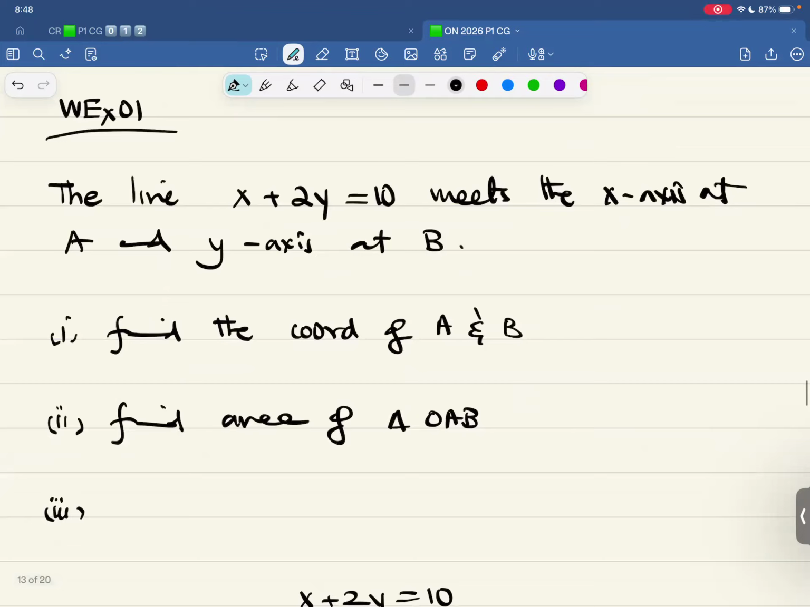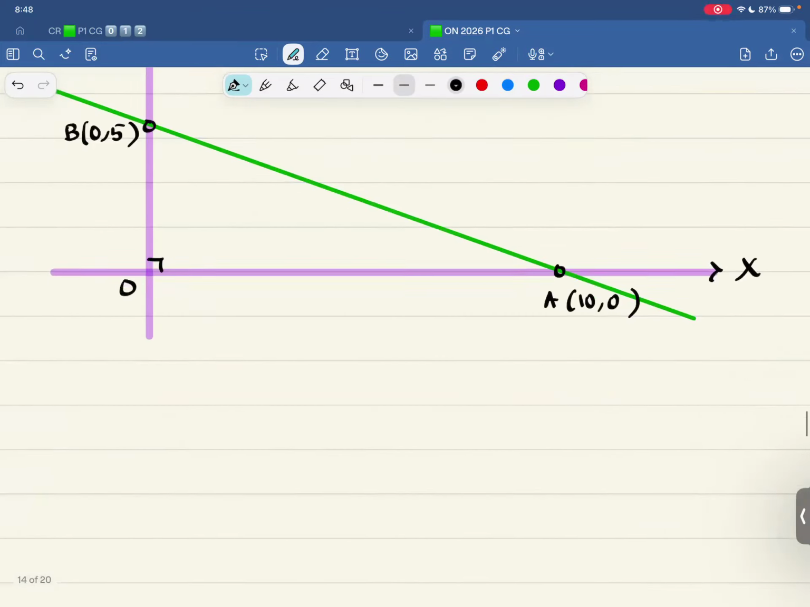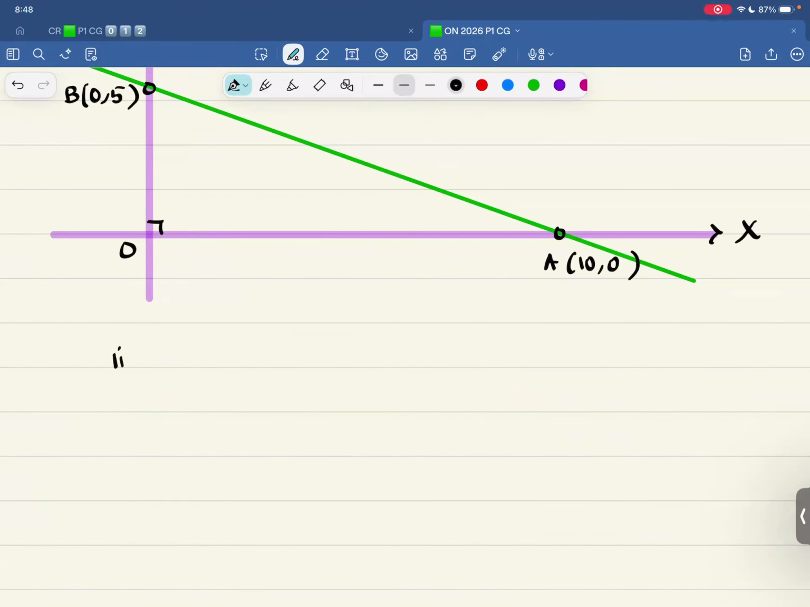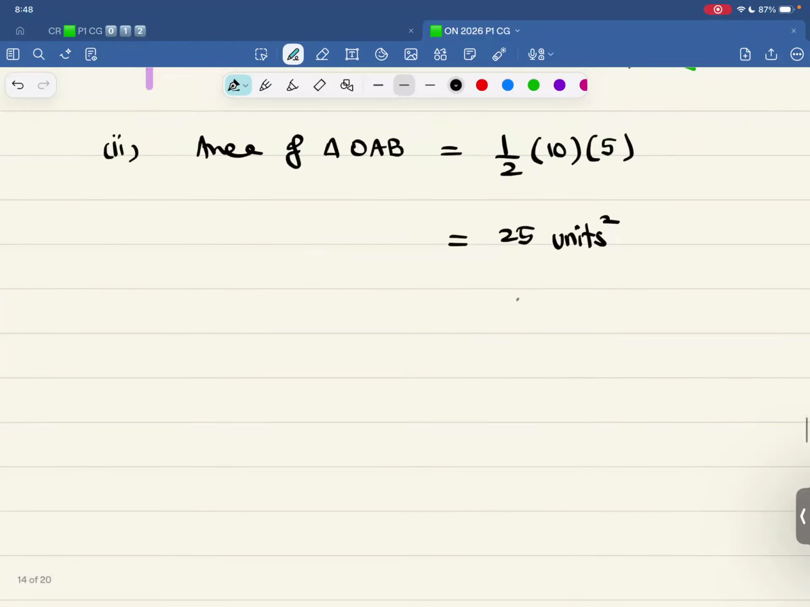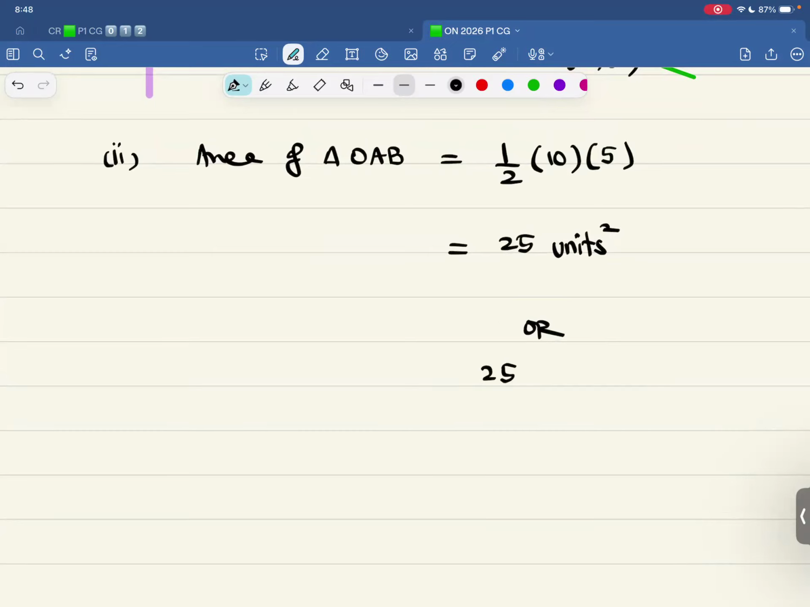Now the second part, find the area of triangle OAB. That's half base times height, which is half times 10 times 5, which is 25 square units. You can write it like this, 25 units squared or square units.